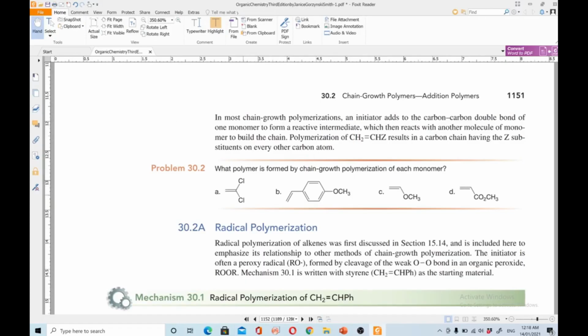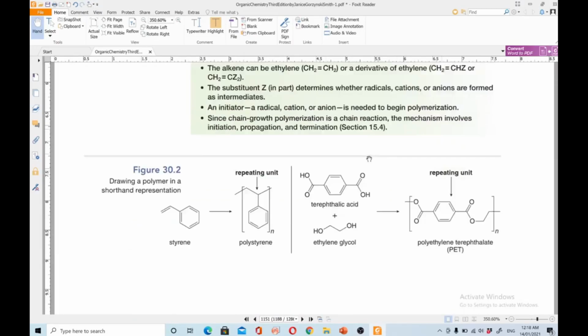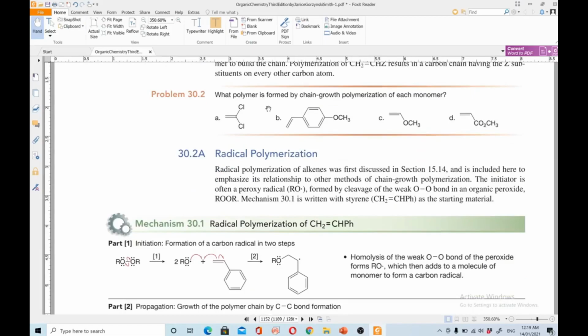So if this is monomer A, B, C or D, as you know, these are the monomers that can be used in chain growth. So you have to write the product. What polymer is formed by chain growth polymerization of each monomer? Think about it.